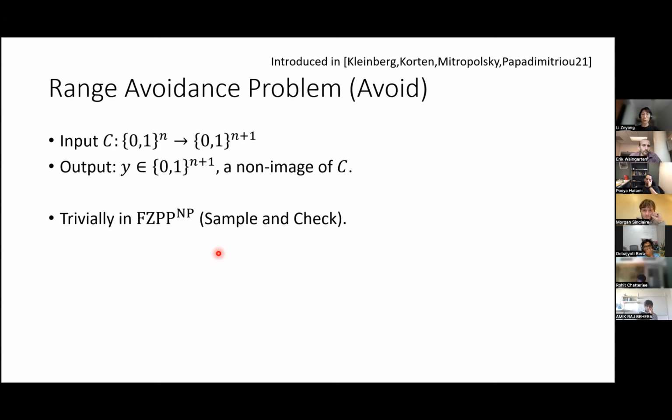So similar to what we did in the prime generation case, I can just uniformly sample an n+1 bit string, and I make use of the NP oracle to check if the string that I generated has a pre-image. If it has a pre-image, then I try again. If it doesn't, I output it. And because we are searching in a space of 2 to the n+1, and there are at most 2 to the n images, with probability at least 1/2, I will succeed.